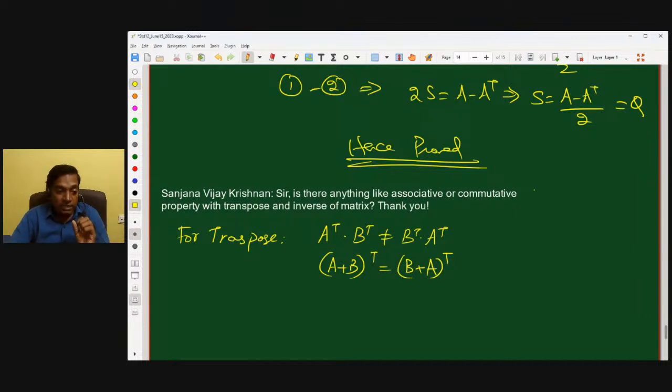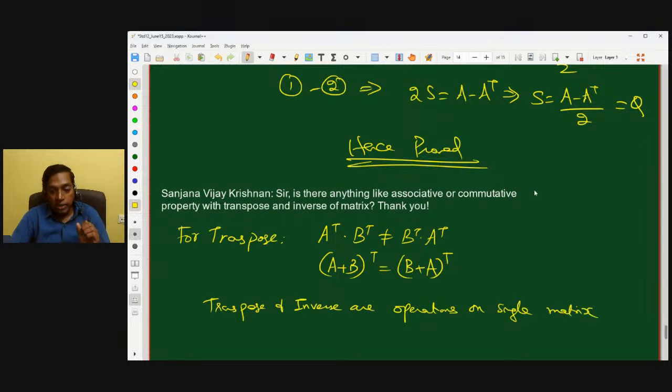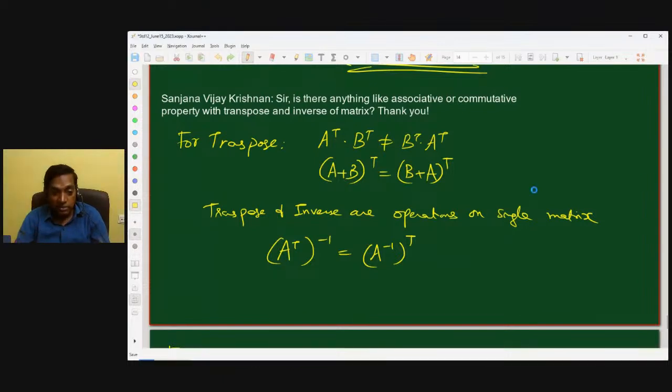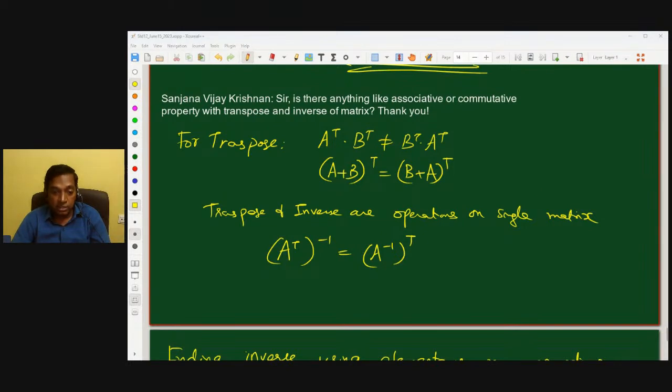See, transpose and inverse on a single matrix: we did say that A transpose inverse equals A inverse transpose. So if you take both these operations, the order doesn't matter. It's a little bit like commutativity, but it's not commutativity. Commutativity has to be on two matrices, one operation on two matrices. Here you are doing two operations on one matrix. It does not come under commutativity. Sanjana Vijay Krishnan.